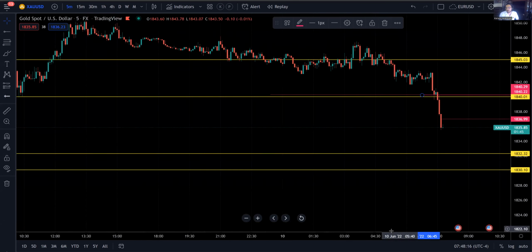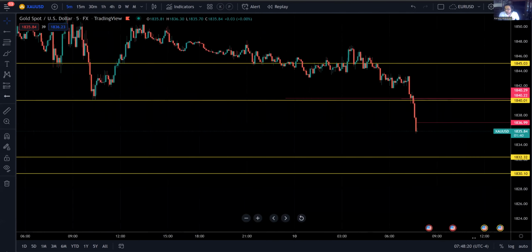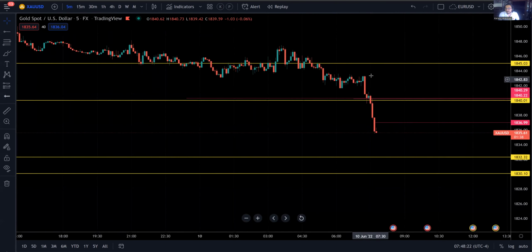But when things get delicate here, if instead of a plain and simple pullback that candle reverses, leaving a long wick from the upside and giving me a close above this 40, then I need to be really careful. I can deal with the pullback and I can deal with the news giving me that push.